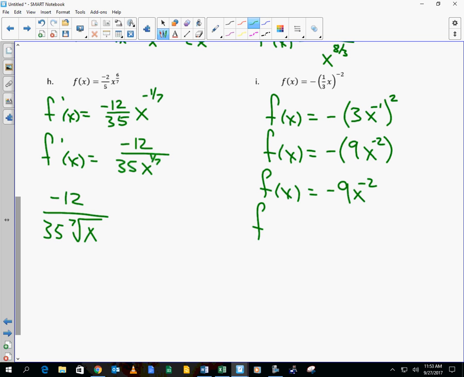Now at this point, I will take the derivative. I indicate I'm doing so by the prime. And I get... Very good. Don't leave the negative exponent, so therefore I have 18 over x cubed.